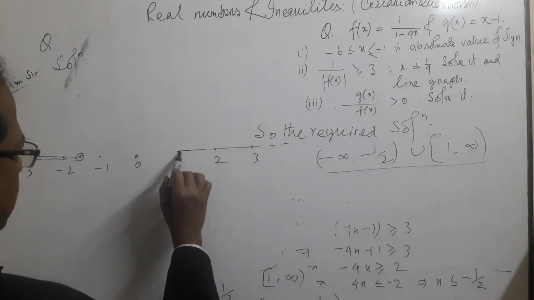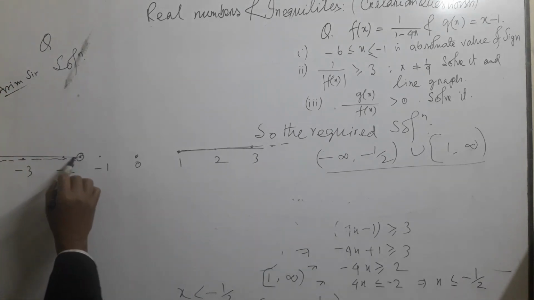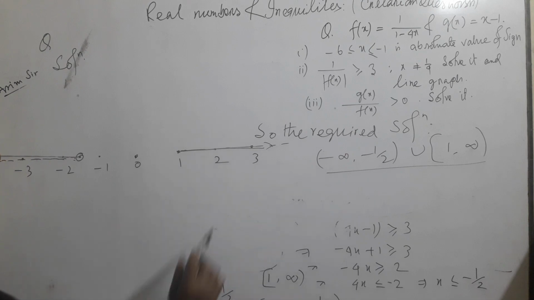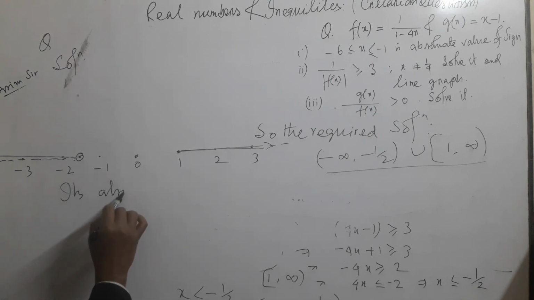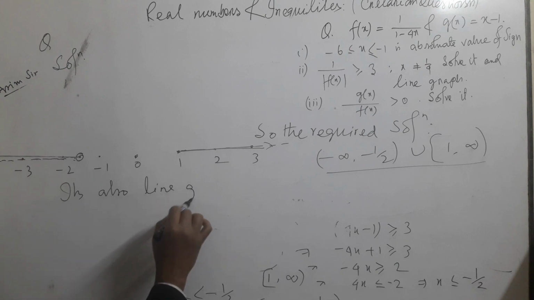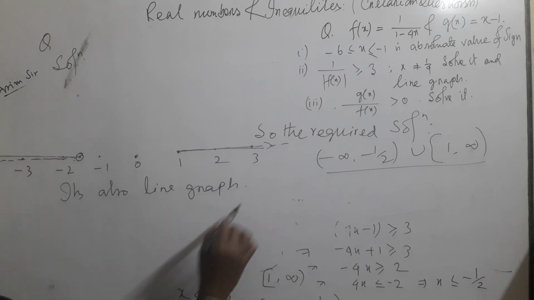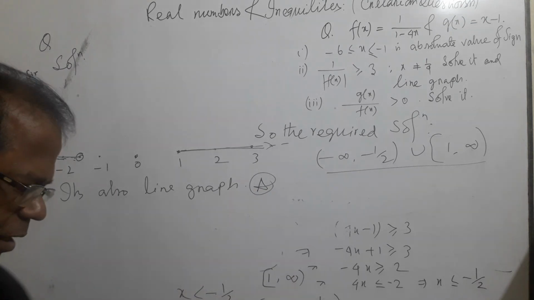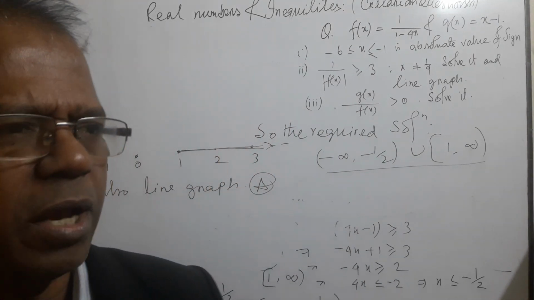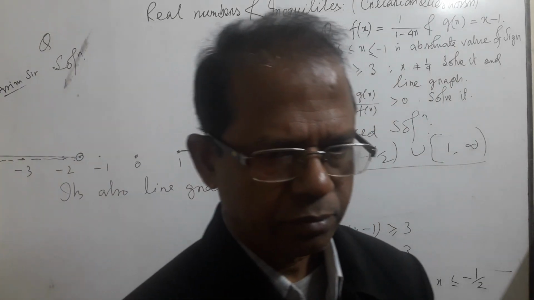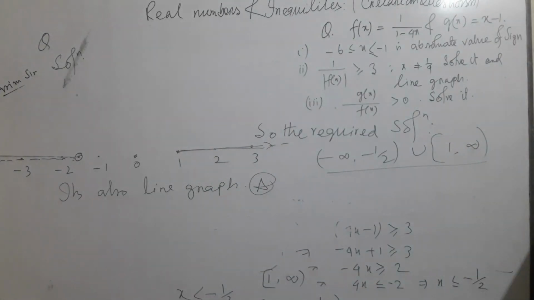So these lines are from minus infinity to minus half, and 1 to infinity is the line graph. It's also a line graph. So that's the result and answer. So you have to clear this system and clear this process. Okay, you have to clear.